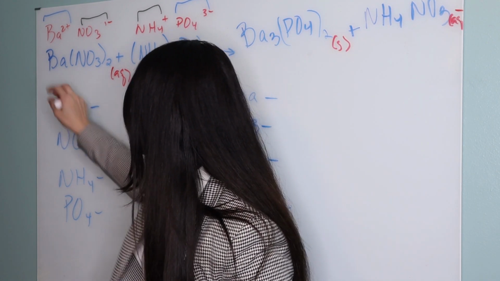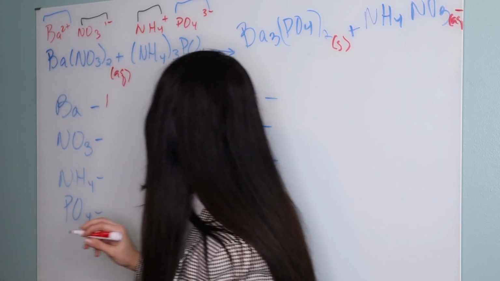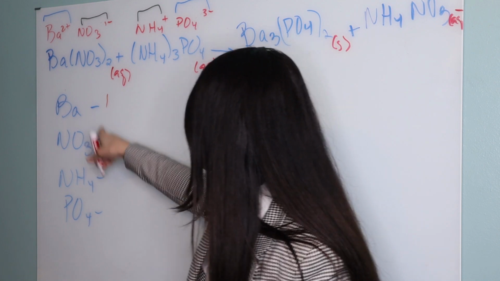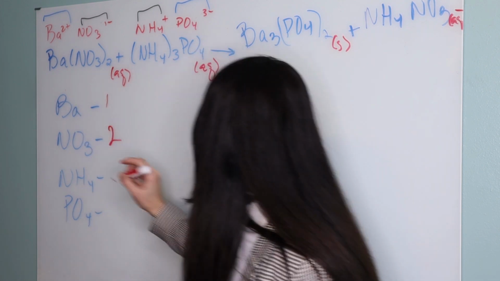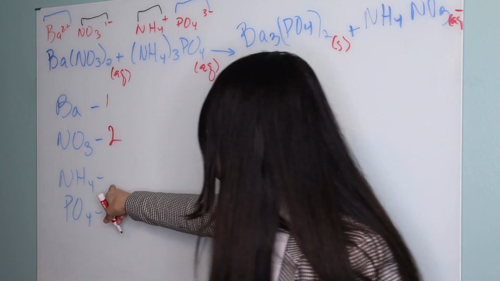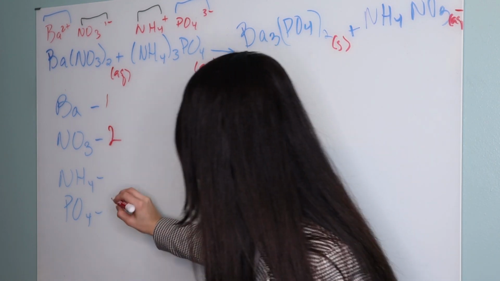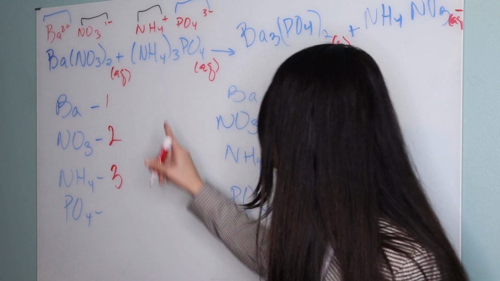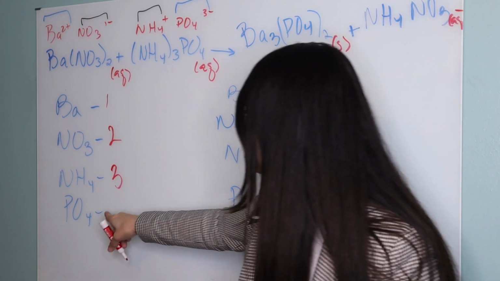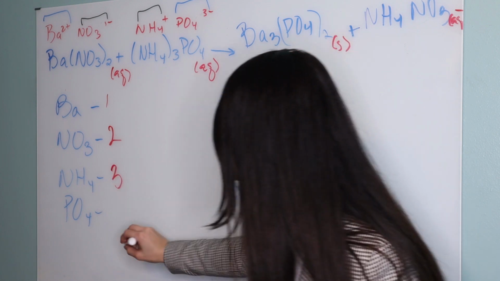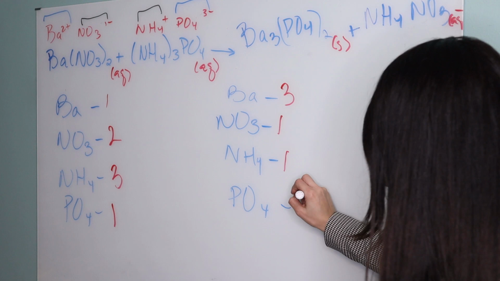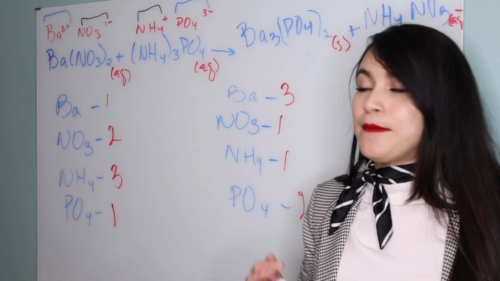For barium, just 1 on the reactant side. On the product side, we have 3. For nitrate, on the reactant side, we have 2. On the product side, we have 1. For ammonium, on the reactant side, we have 3, right? And on the product side, just 1. For phosphate, in the reactant side, we just have 1. And on the product side, we have 2. So let's go ahead and balance this.